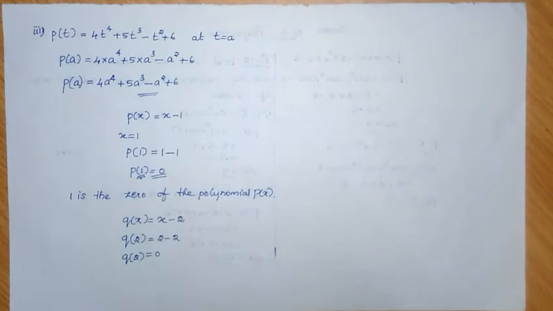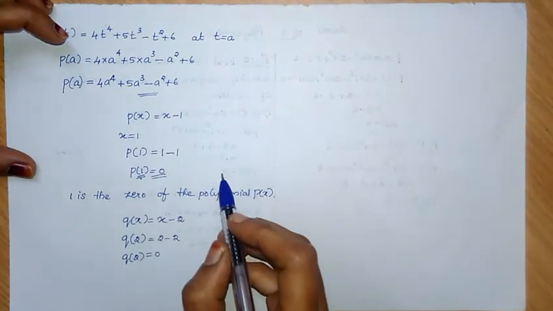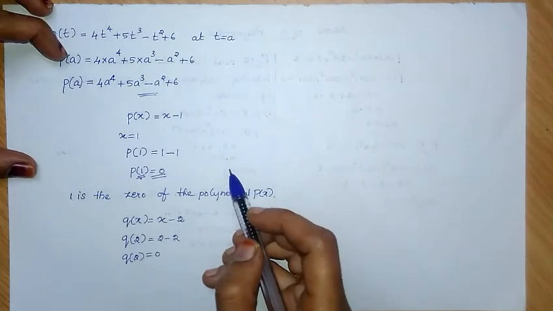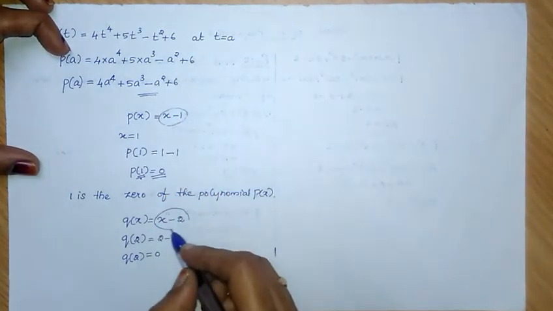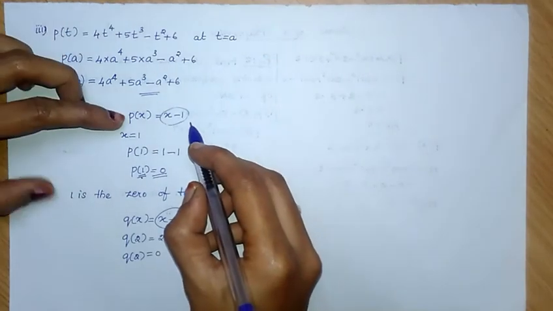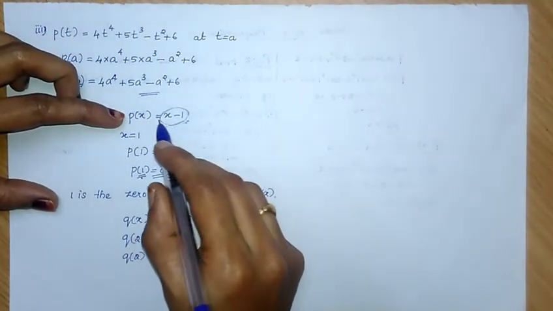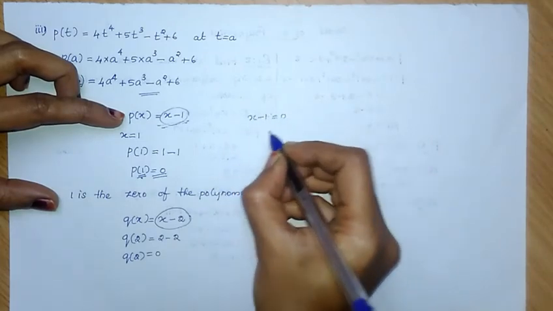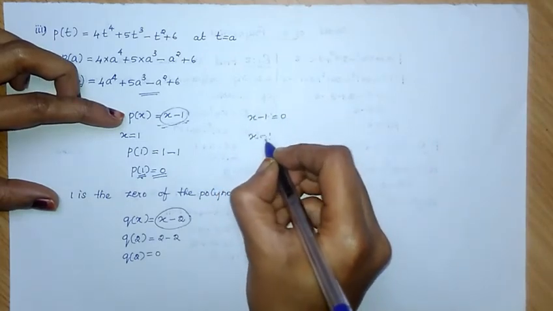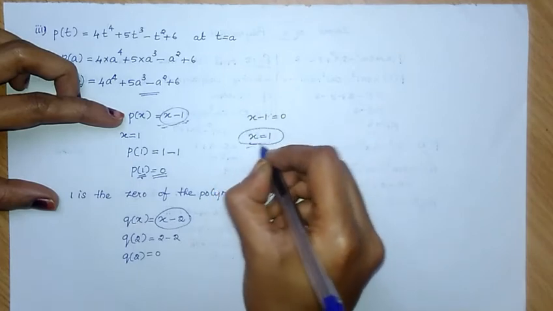Now, see this. The 0 of the polynomial is obtained by equating the polynomials to 0. Now, see the first one. Equate this polynomial to 0. x minus 1 is equal to 0. So, x equal to 1. So, this is the 0 of the polynomial.